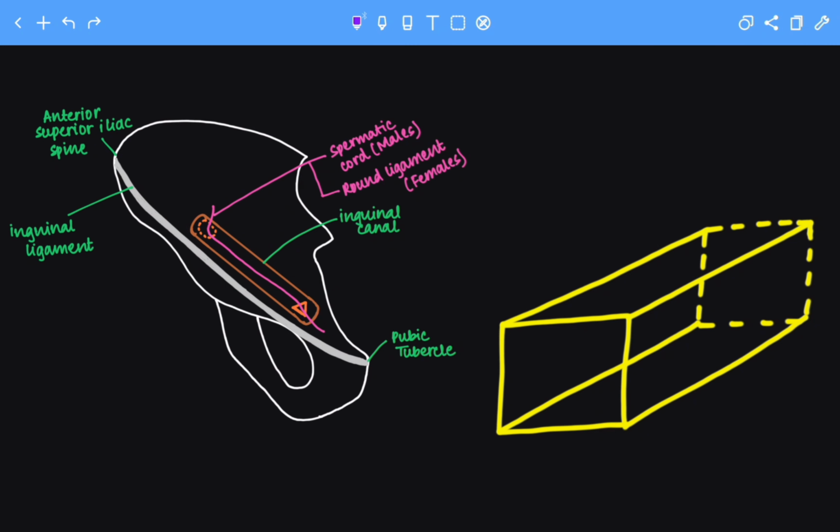The inguinal canal forms in the fetal stage when the gonads that were previously in the abdomen descend downwards and leave a space in the abdominal cavity. And this space that they've left behind is known as the inguinal canal.